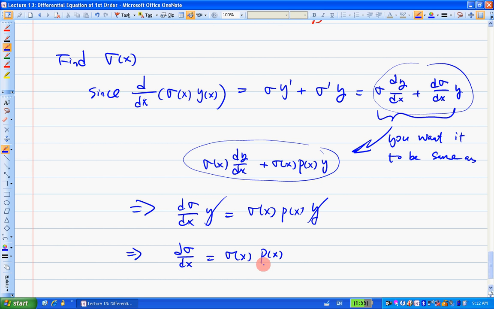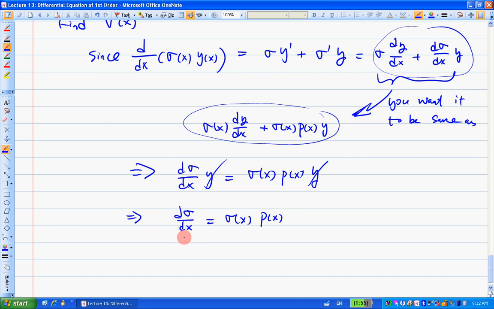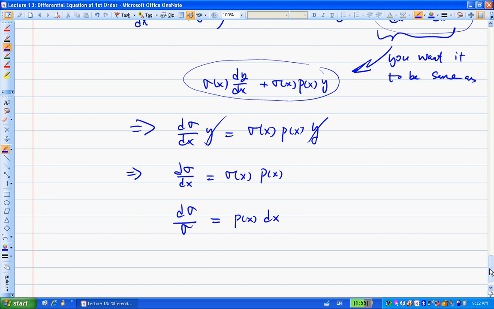This is actually what kind of differential equation? This is the homogeneous, the first type, the homogeneous first-order differential equation, right? So then, what technique would you use to solve for sigma? Separating variables, right? We just separate variables. So d sigma over sigma equals p of x dx. Okay, p of x dx. Is everybody following here? Yeah.